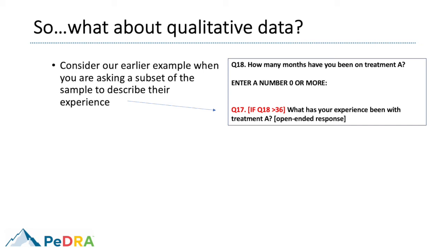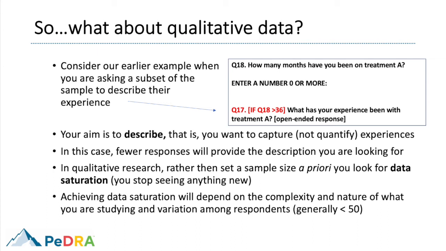Let's consider our earlier example where we had one quantitative question, how many months have you been on treatment A, followed up by a qualitative question, what has your experience been with treatment A? In general, the aim with qualitative questions is describing. You want to capture an experience, sort of a rich description. You don't need 100 people to tell you the same thing. You want to make sure you capture all the different experiences people are having.